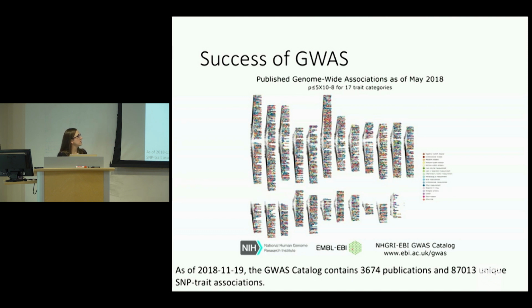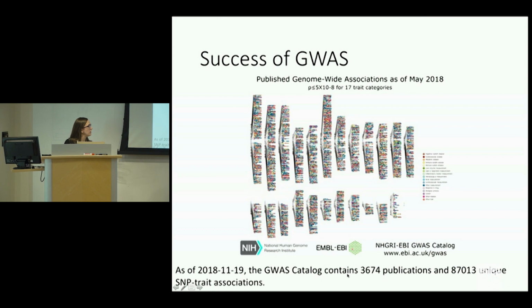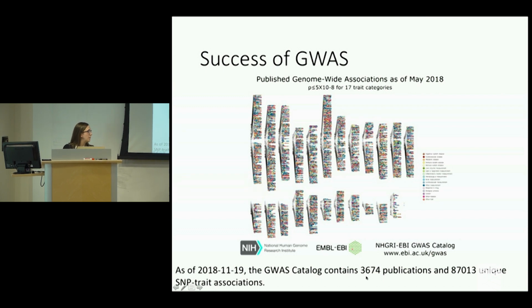As Chris said, GWAS have been very successful at identifying SNPs across the genome associated with various traits. Here is a figure from the GWAS catalog. The GWAS catalog aggregates the genome-wide significant associations between SNPs and traits. And from earlier this month, the GWAS catalog contained 3,000 publications and 87,000 unique SNP-trait associations. So there is a lot that has been found through genome-wide association studies.